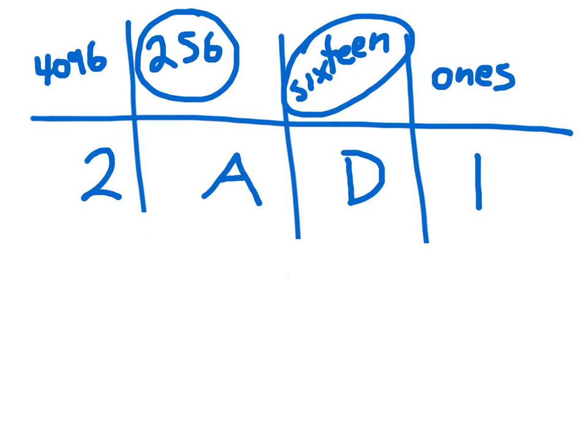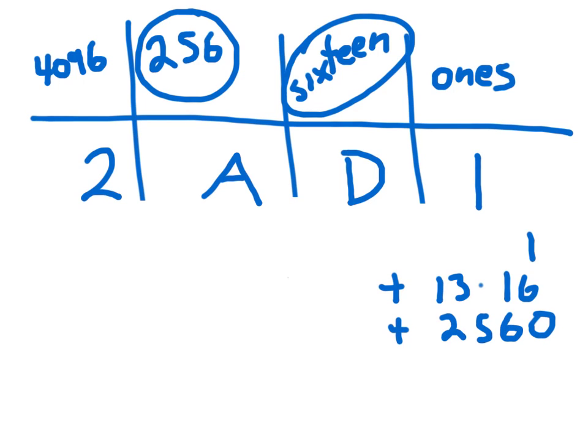Okay, so now how do we actually do the math here? It's not hard at all. We remember we have a 1 in the 1's place. We have a 13 in the 16's place, which means that's 13 times 16. We have a 10 in the 256 place, which is easy. And then we have a 2 in the 4096 place, which is 8192. So the next thing we have to do is just add these values together.